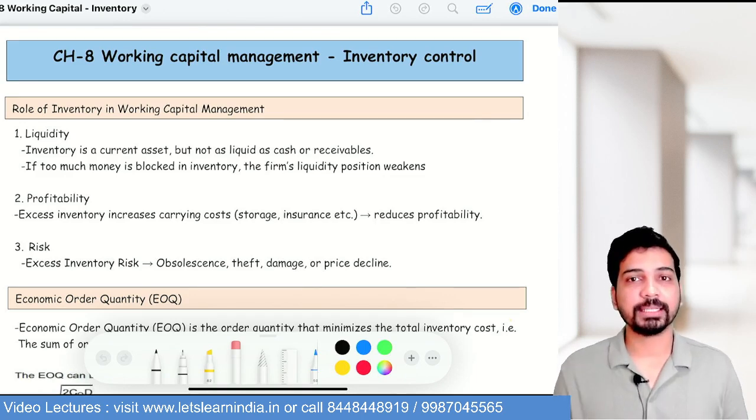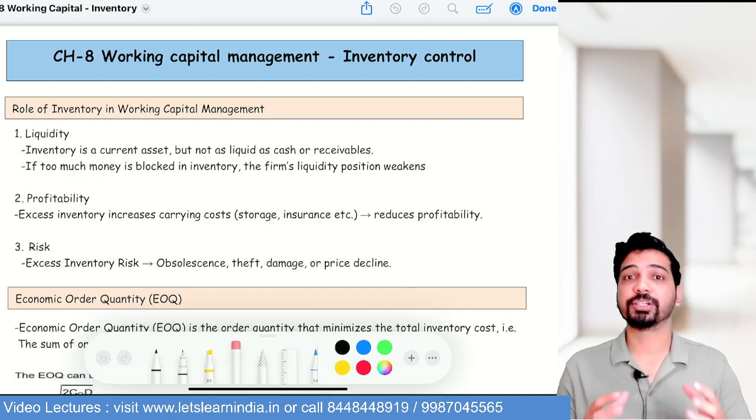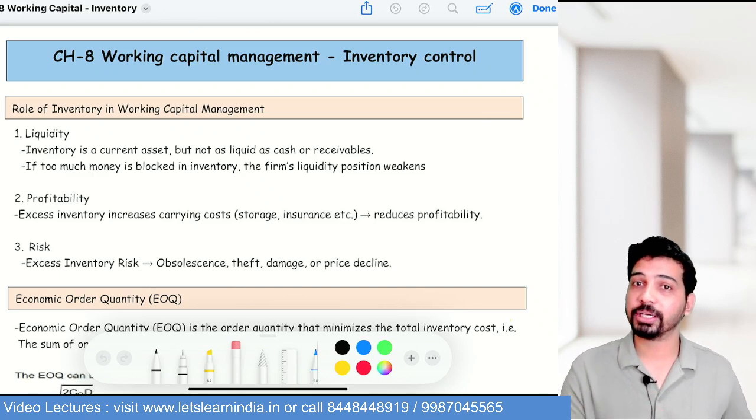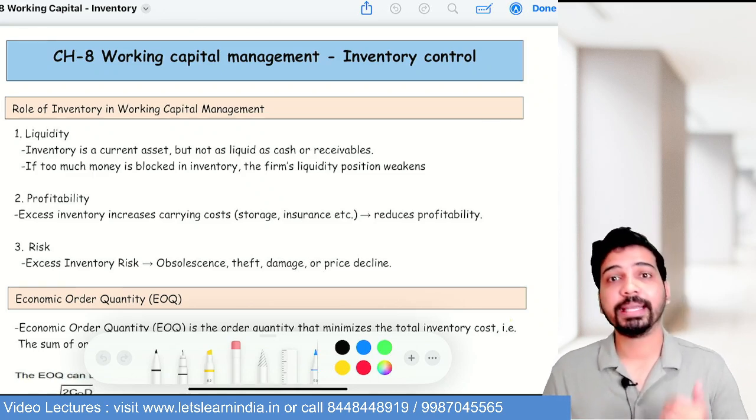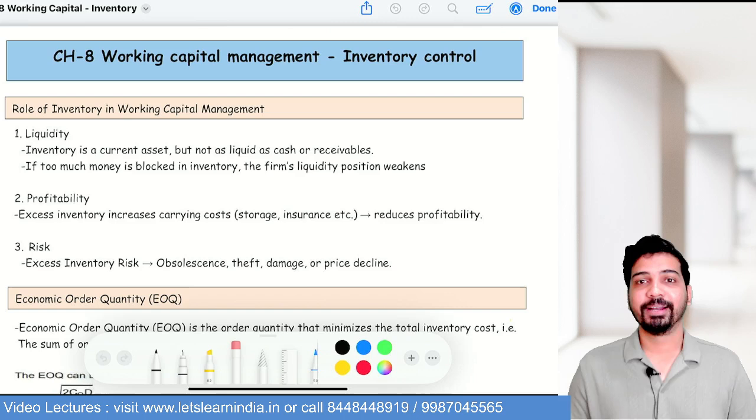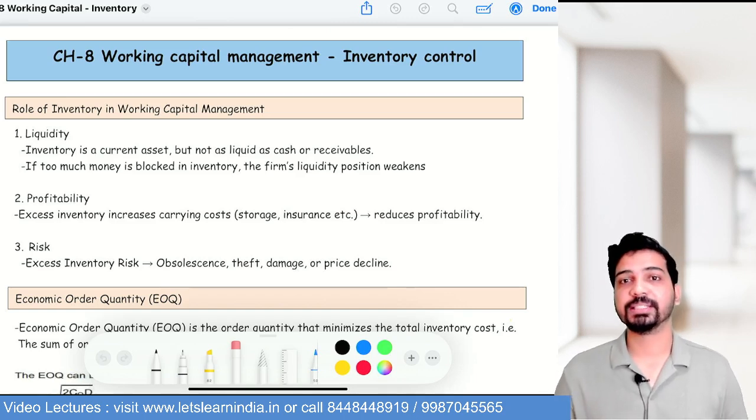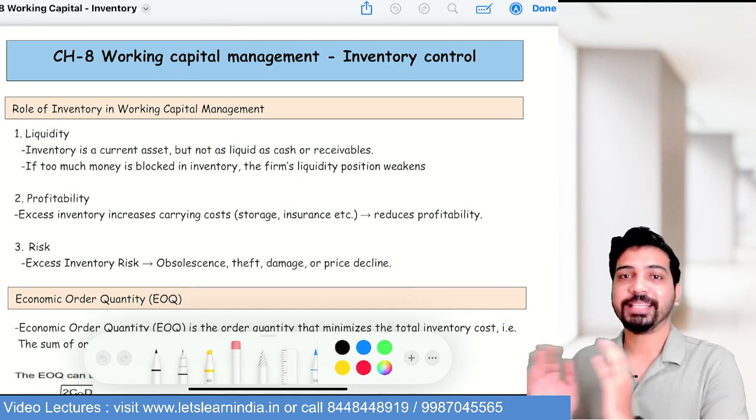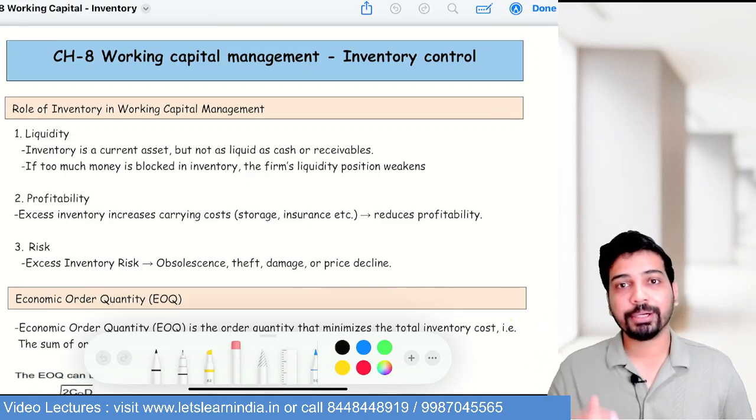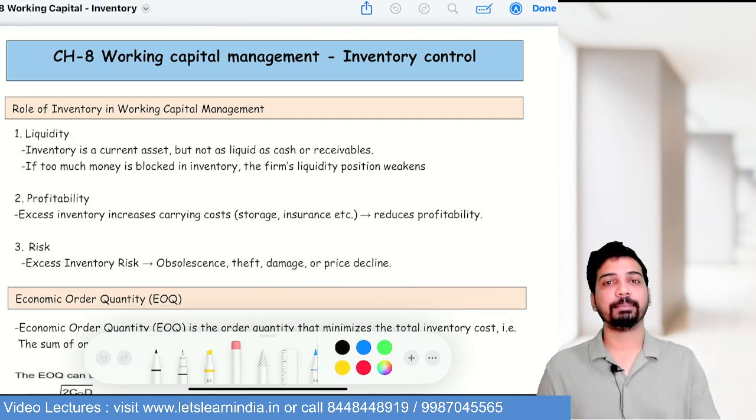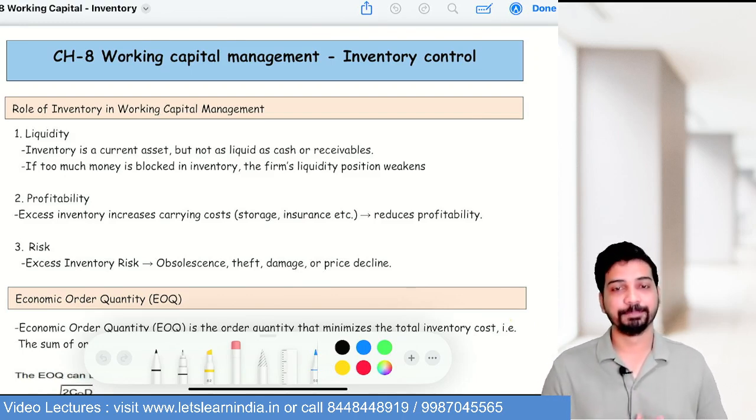Now, having 40,000 cars, there is also a risk of what? There is a risk of fire, there is a risk of theft. So what will you do? You'll take insurance. Taking insurance for 40,000 cars will also increase your insurance expense. So your warehouse rent increases, your insurance increases. This will result in an increase in expenses, which will reduce profitability. So it will impact your profitability by increasing expenses.